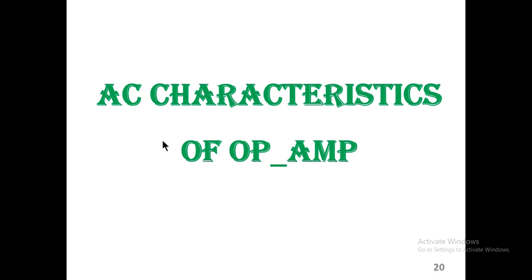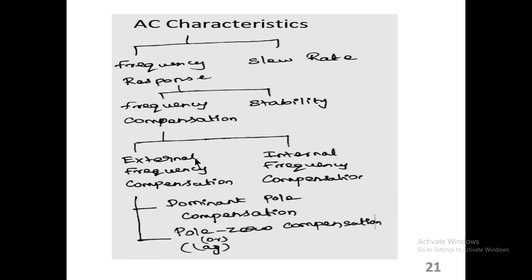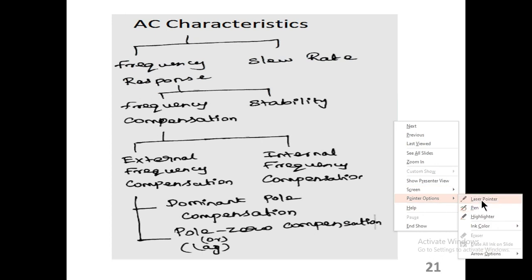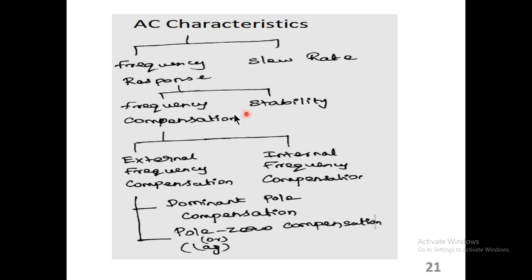Let's see about AC characteristics of an op-amp. Under AC characteristics, there are two characteristics: frequency response and slew rate. Under frequency response, there are two more characteristics: frequency compensation and stability. Under frequency compensation, there are external frequency compensation and internal frequency compensation. Under external frequency compensation, two techniques are there: dominant pole compensation and pole zero compensation or lag compensation.